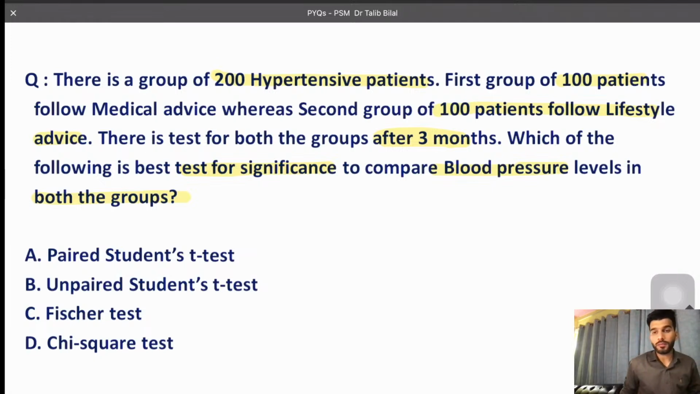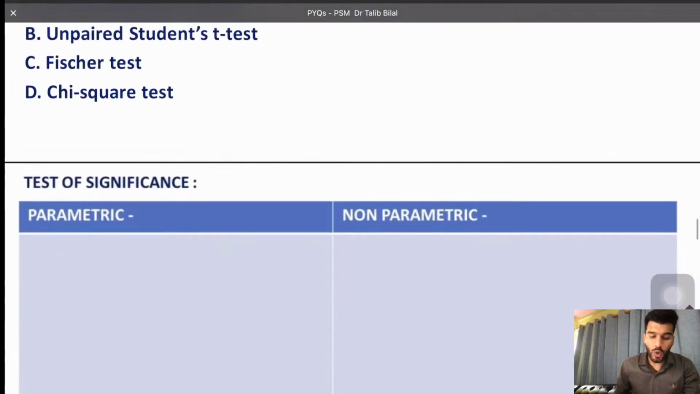This is a question from the test of significance. We have different types of tests depending upon whether the data is quantitative or qualitative. Then further we'll check how many groups are there, and further we'll get to know what kind of test exactly we use in this. We have two types of data: one is quantitative, another is qualitative.